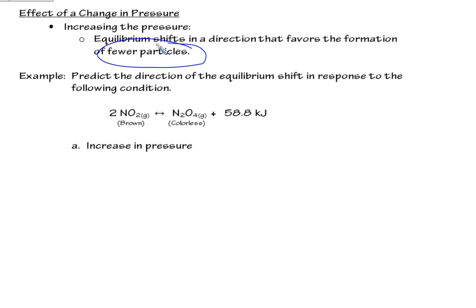If I look at this reaction here, I've got brown nitrogen dioxide and colorless dinitrogen tetroxide. If I look at the mole ratio, it's a 2-to-1 ratio. So if I were to increase the pressure, I would favor the side with fewer total particles, which in this case would be forward. Also in this reaction, you should notice a change in color. It should get lighter.